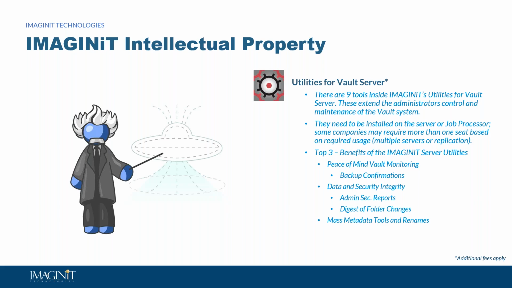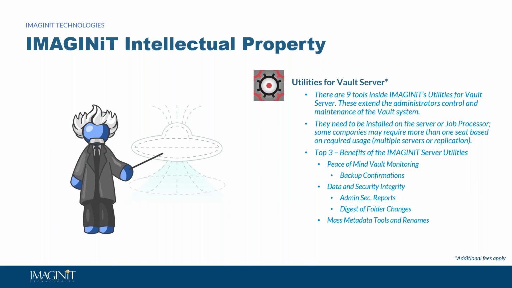Data and security integrity: getting admin security reports based on who has access to certain folders, or who gave Bob admin access. That's not right. I need to revoke that. It's a good thing I ran that report and saw that someone gave Bob admin access. Let's fix it, right?